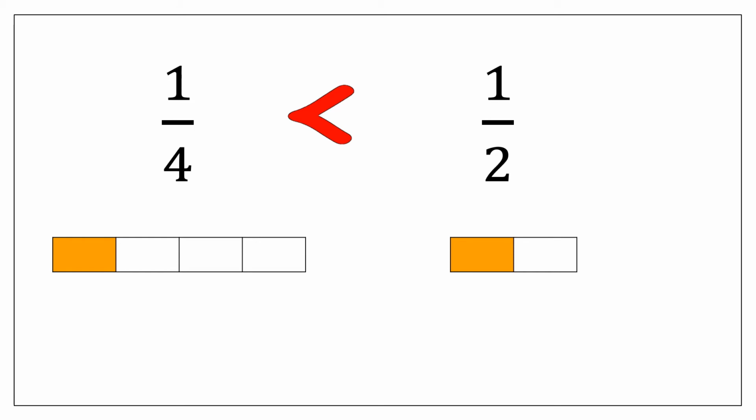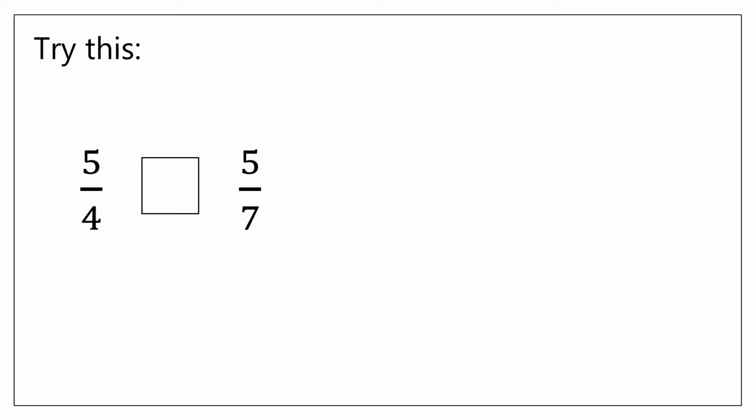And if we look at the illustration, you can see that the 1/2 is the most shaded part. Alright, so let's try this. 5/4 compared to 5/7. Again, if the numerator is the same, you will look at the smaller denominator. That's the larger value. So the answer here is, very good, 5/4 is greater than 5/7.